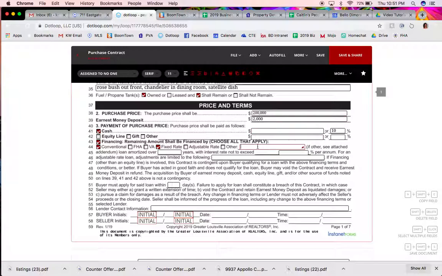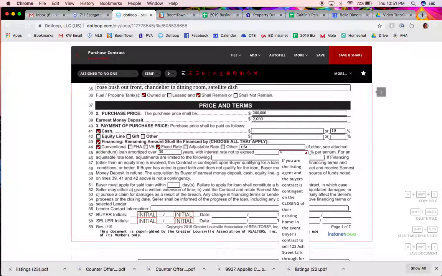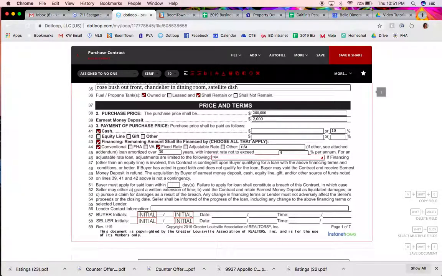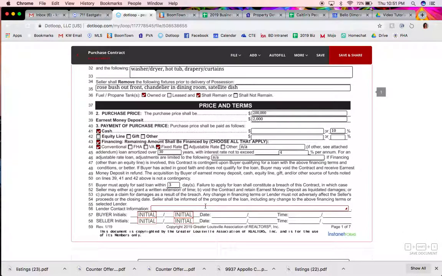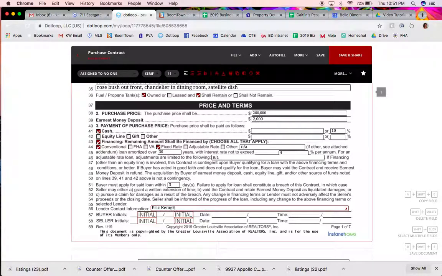And then any other weird product would go right here. So I'm going to do this a couple different ways just to give you a few examples. In this example, we're going to do a fixed rate conventional 30-year mortgage with interest rates not to exceed 4%. No other terms with an adjustable rate loan because it's a fixed rate loan. And we're going to give this buyer 3 days to officially apply for their loan. And we're going to use Eric as our lender.